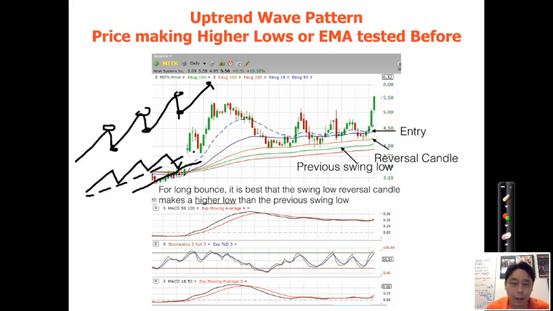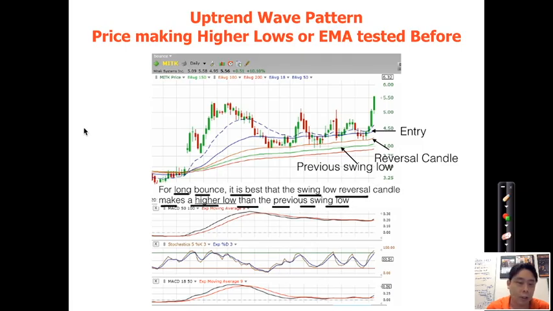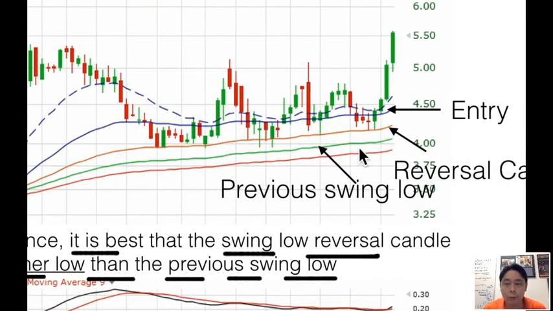So let me explain it again here. When we're taking a long bounce setup, it is best that the swing low reversal candle, which is bouncing, makes a higher low than the previous swing low. So what's a swing low? These are swing low points. So over here you can see that the price is bouncing off the 100 moving average.